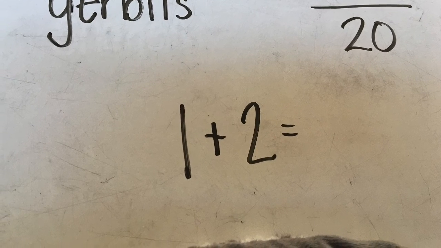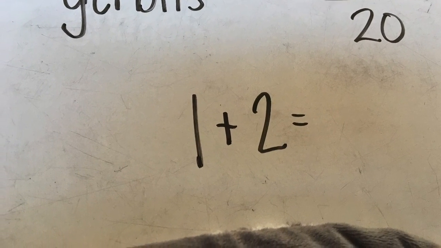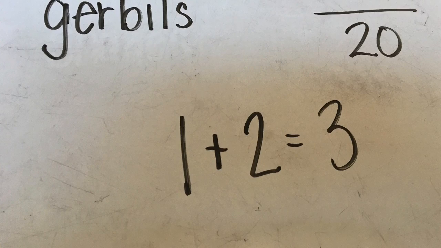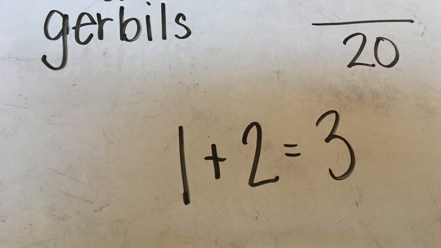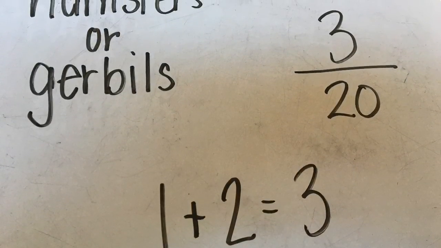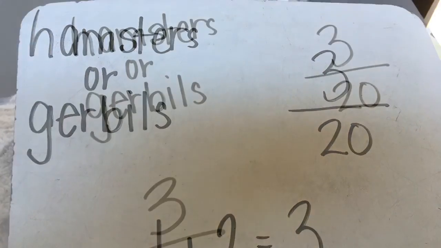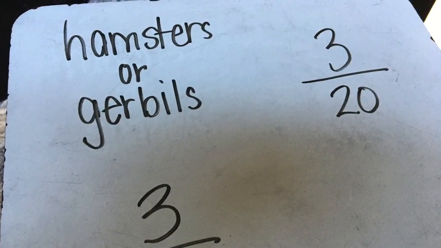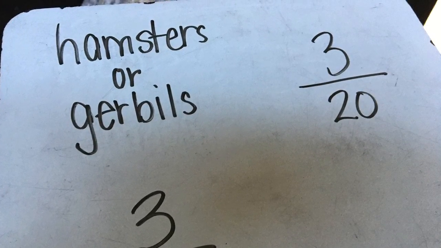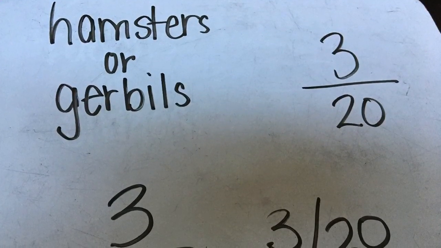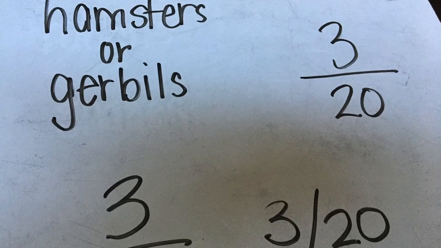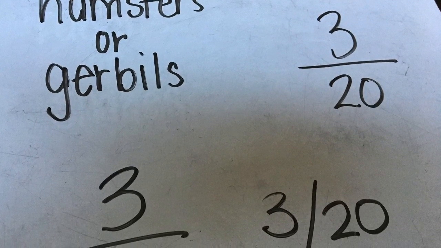So I'm going to add up hamsters plus gerbils and I get 3. And that's going to be my numerator. So I put it at the top there. Remember 20 is my denominator because that's how many cards that Susan had. So 3/20. Now remember on the program they have to type it a little bit differently. So 3/20 is written differently.